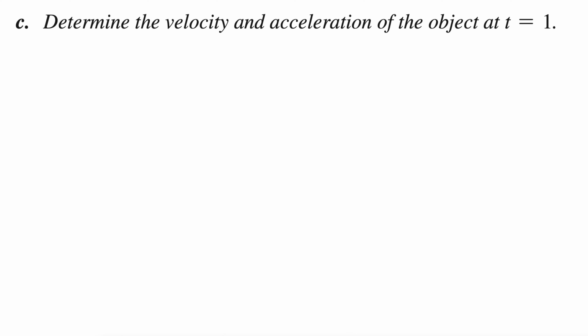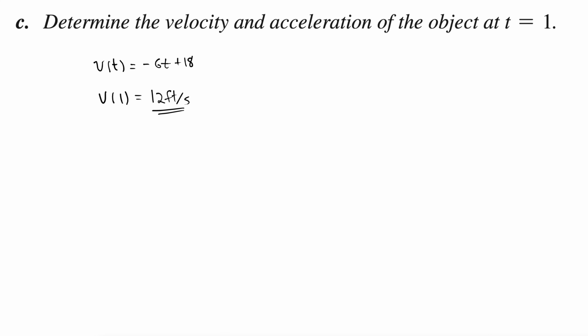Determine the velocity and acceleration of the object at t equals 1. We'll recall that the velocity as a function of time from part B was negative 6t plus 18. So we can very quickly determine v of 1 to be negative 6 plus 18, so 12, and we're in feet per second here. It says that at the very original statement of the problem. So there's velocity at 1 second.